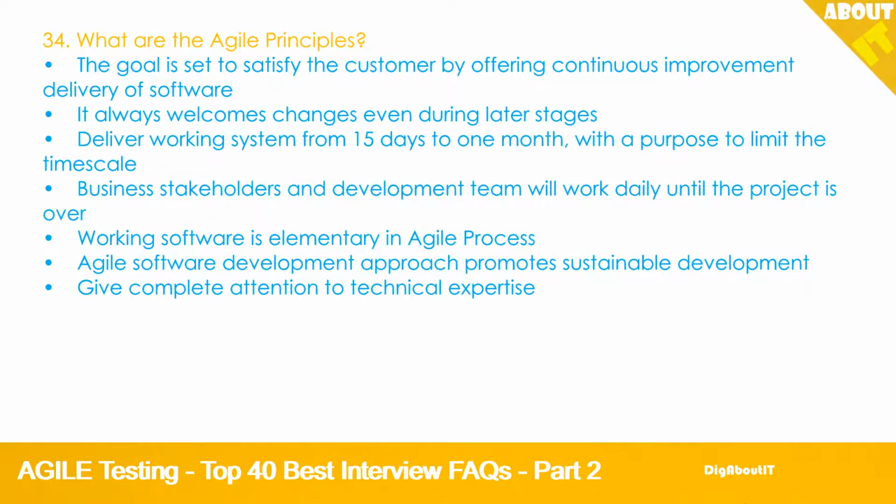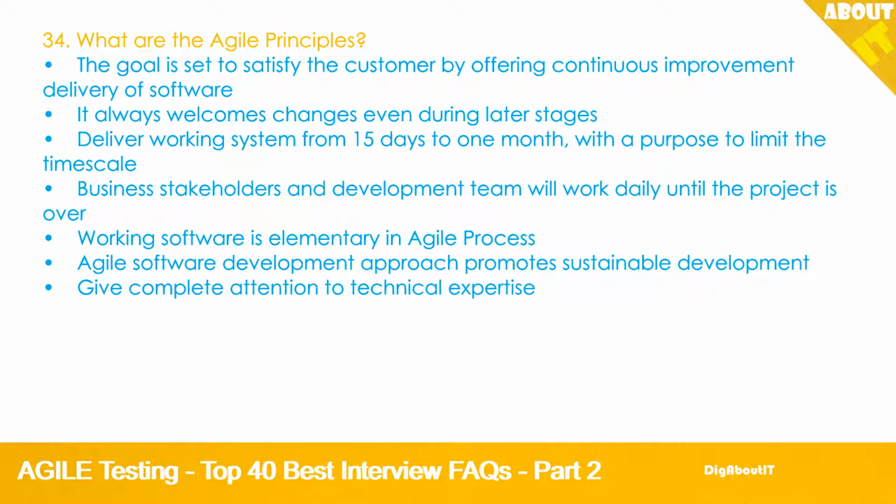34. What are the Agile principles? The goal is set to satisfy the customer by offering continuous improvement delivery of software. It always welcomes changes even during later stages. Deliver working system from 15 days to 1 month, with a purpose to limit the time scale. Business stakeholders and development team will work daily until the project is over.